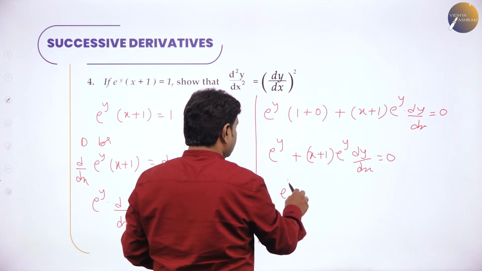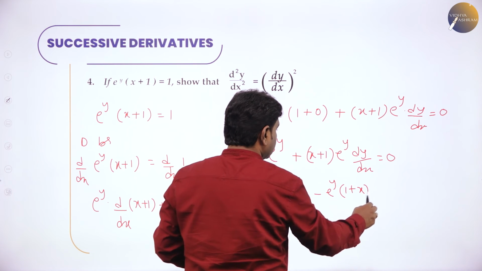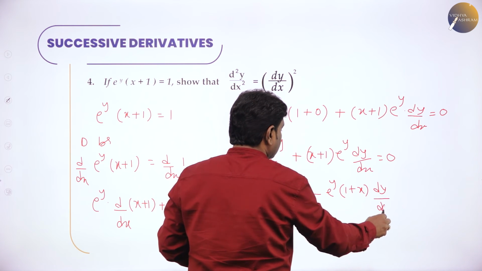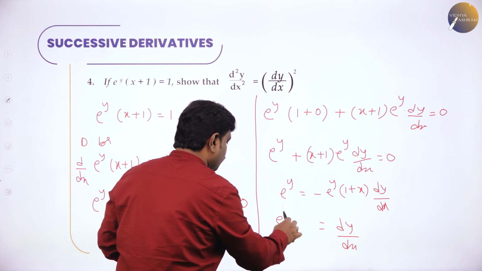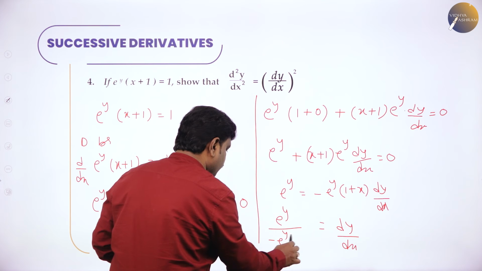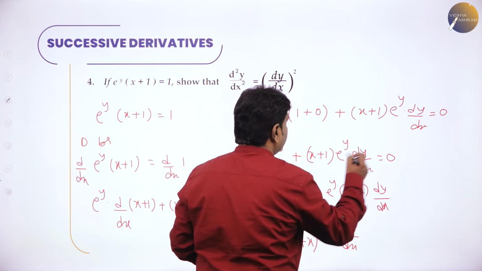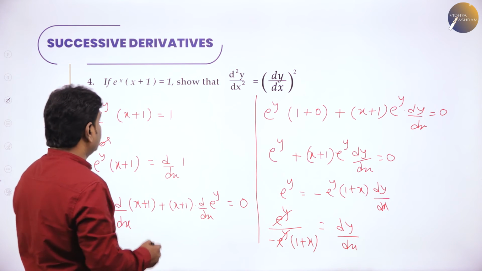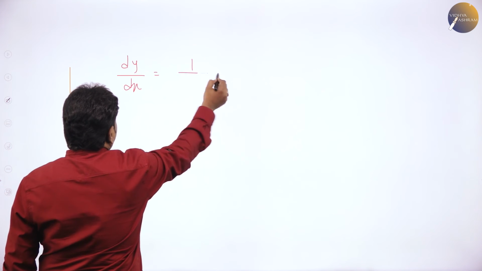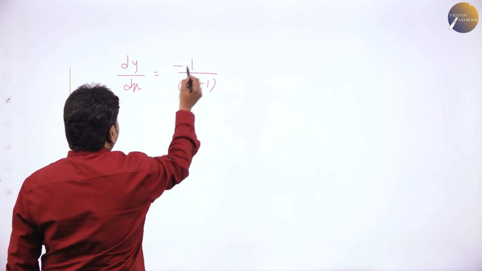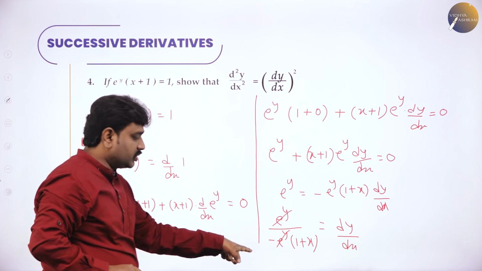Now make dy by dx the subject, transfer that side. E power y is equal to minus e power y into (1 plus x) into dy by dx. So dy by dx, you rearrange, it will be e power y divided by minus e power y into (1 plus x). I can cancel e power y, so dy by dx is 1 by x plus 1, with a minus sign. If you observe, I cancelled e power y, what is left is minus 1 by x plus 1.